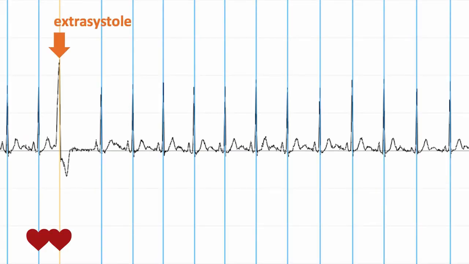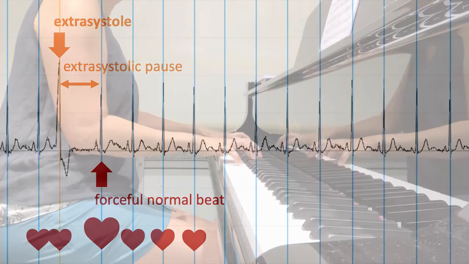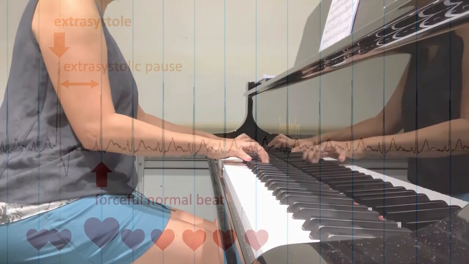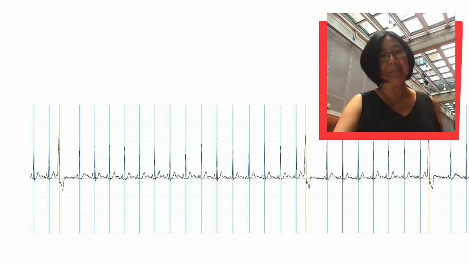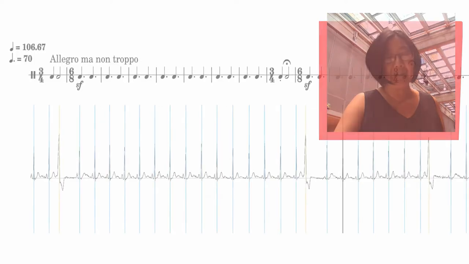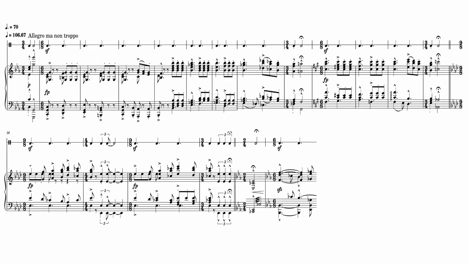The music gives a sense of the abnormal pulse, first as an early beat, also known as an extrasystole, a pause, then a forceful normal beat. As you may have noticed, the music follows the rhythm of the ECG. The ECG can be transcribed using rhythm notation and the rhythm turned into playable piano music.